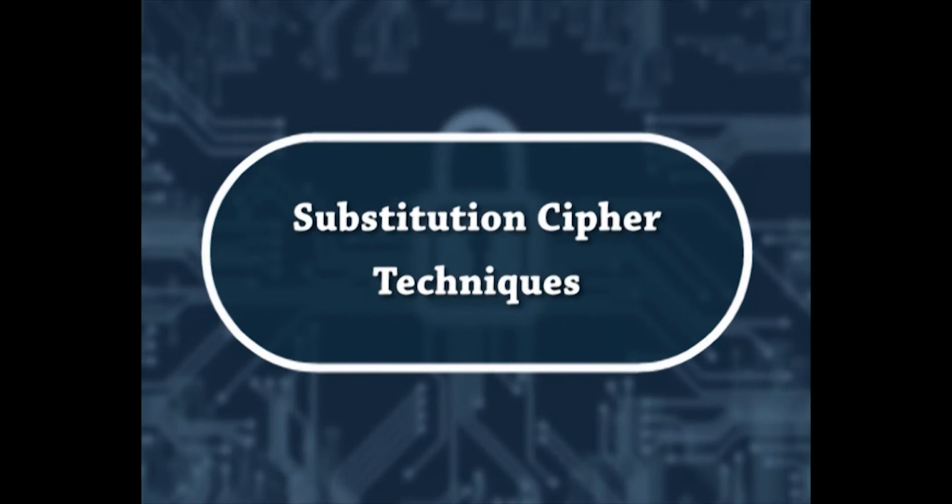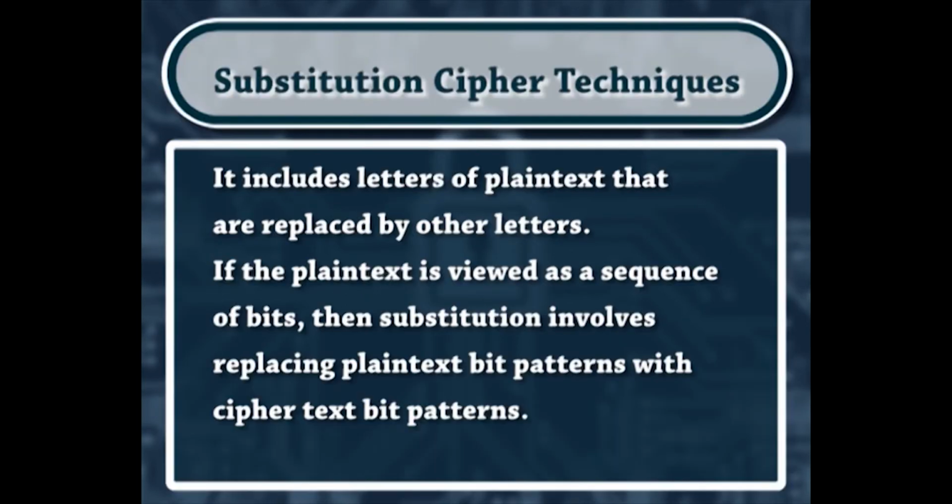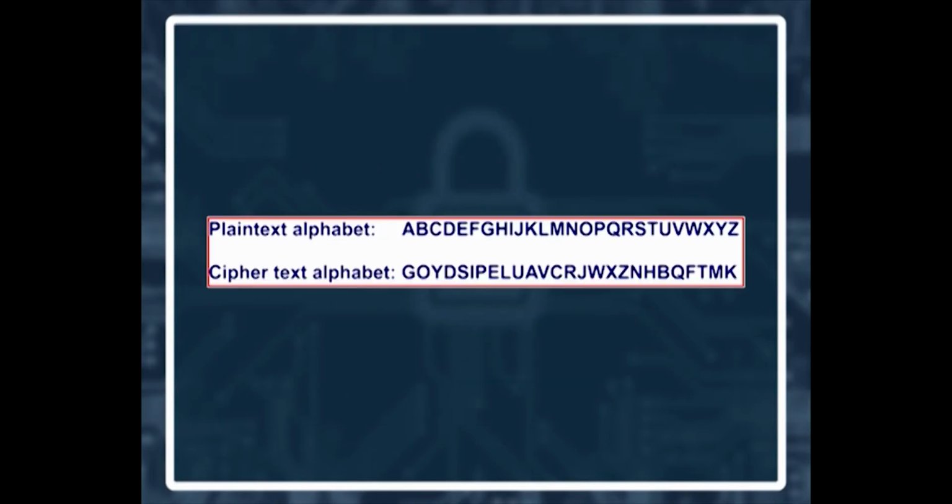Substitution cipher techniques include letters of plain text that are replaced by other letters. If the plain text is viewed as a sequence of bits, then the substitution involves replacing plain text bit patterns with ciphertext bit patterns, as shown in the figure. To write down a key for the substitution cipher, we first write down the alphabet and then a permutation of the alphabet directly below it. This mapping gives the substitution we make between the plain text and the ciphertext.